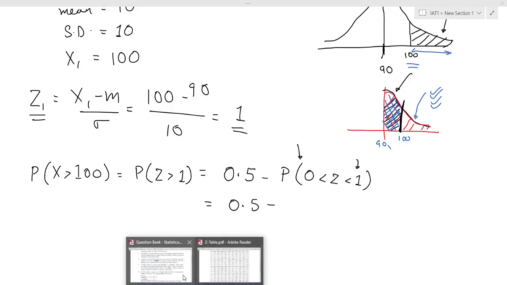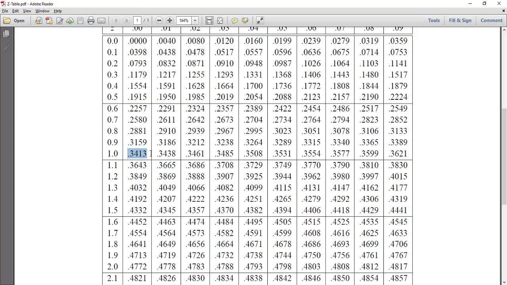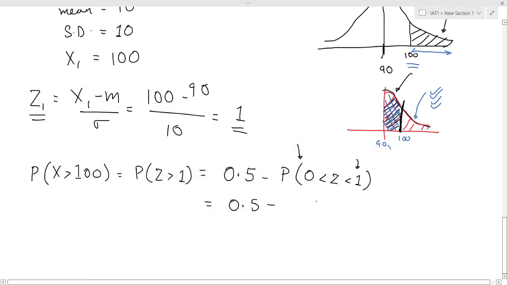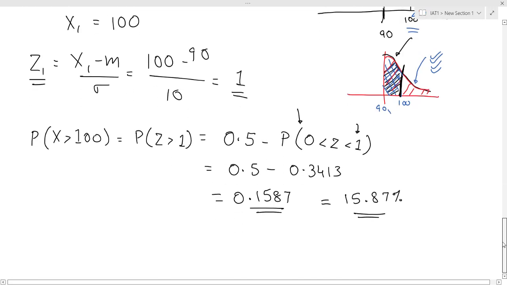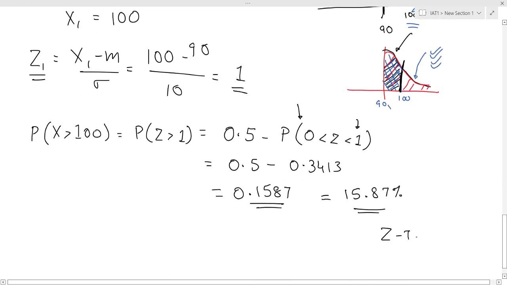If we go over here, we check the value for 1. It is 0.3413. So 0.5 minus 0.3413 is 0.1587, which can be written as 15.87%. So this is how you solve normal distribution or Z table sums. This completes our question number 9 and 10.